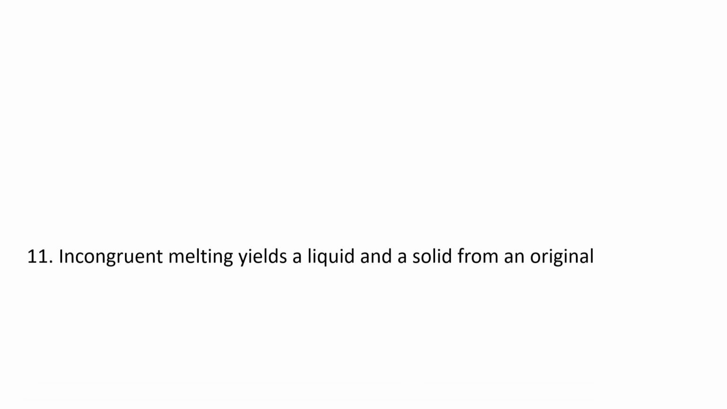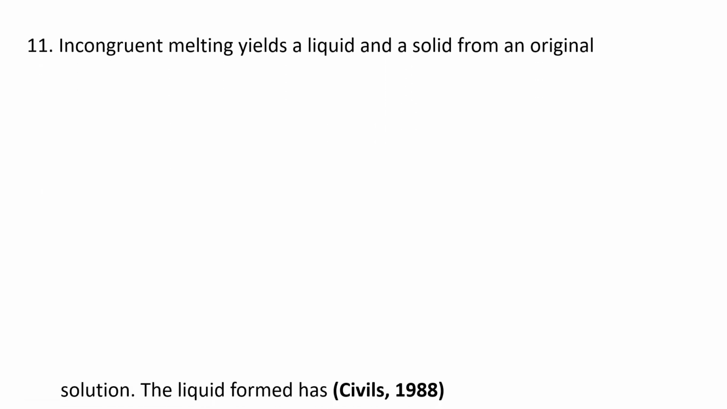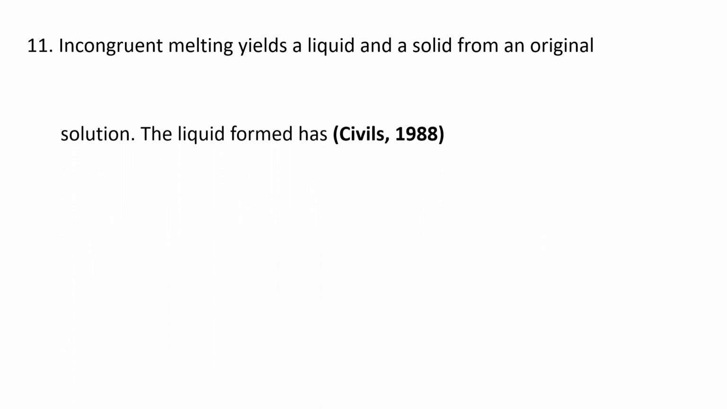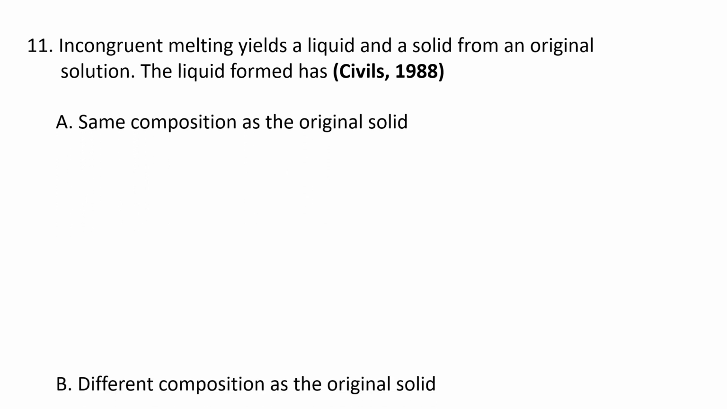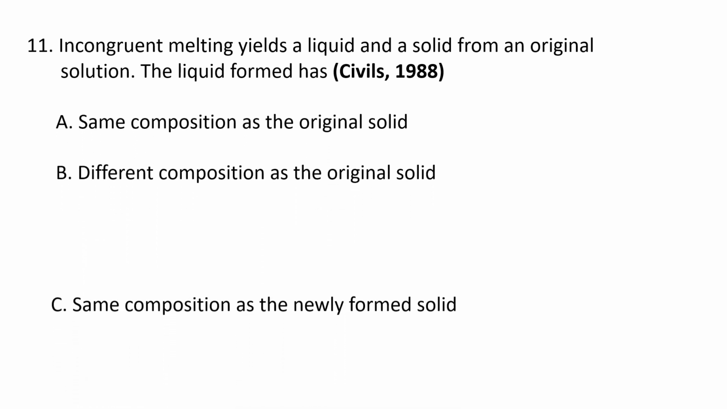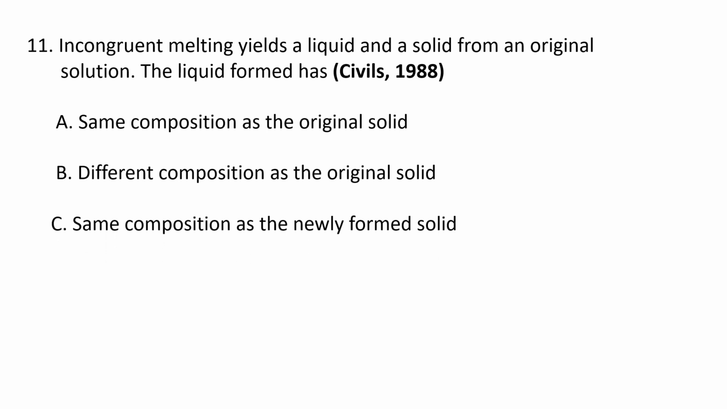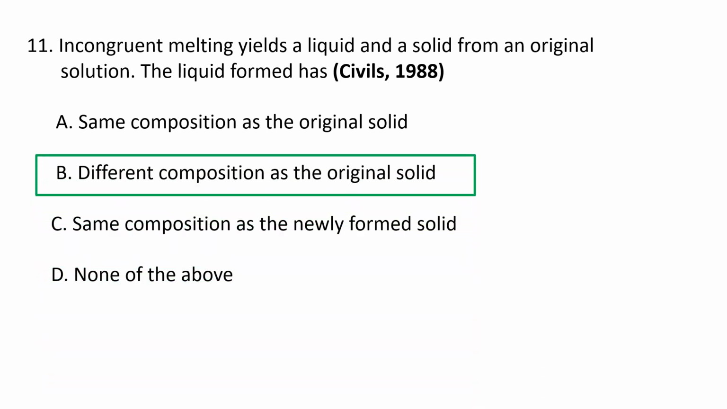Next question. Incongruent melting yields a liquid and a solid from an original solid. So the liquid formed has A, same composition as the original solid, B, different composition from the original solid, C, same composition as the newly formed solid, and D, none of the above. The correct answer is B, it has a different composition from the original solid.